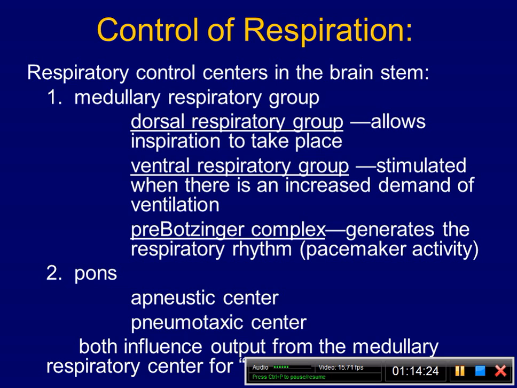Breathe heavier. That's why when somebody's lost the pons, there's no fine-tuning. The CO2 level rises in their lungs. It's going to rise in their blood.